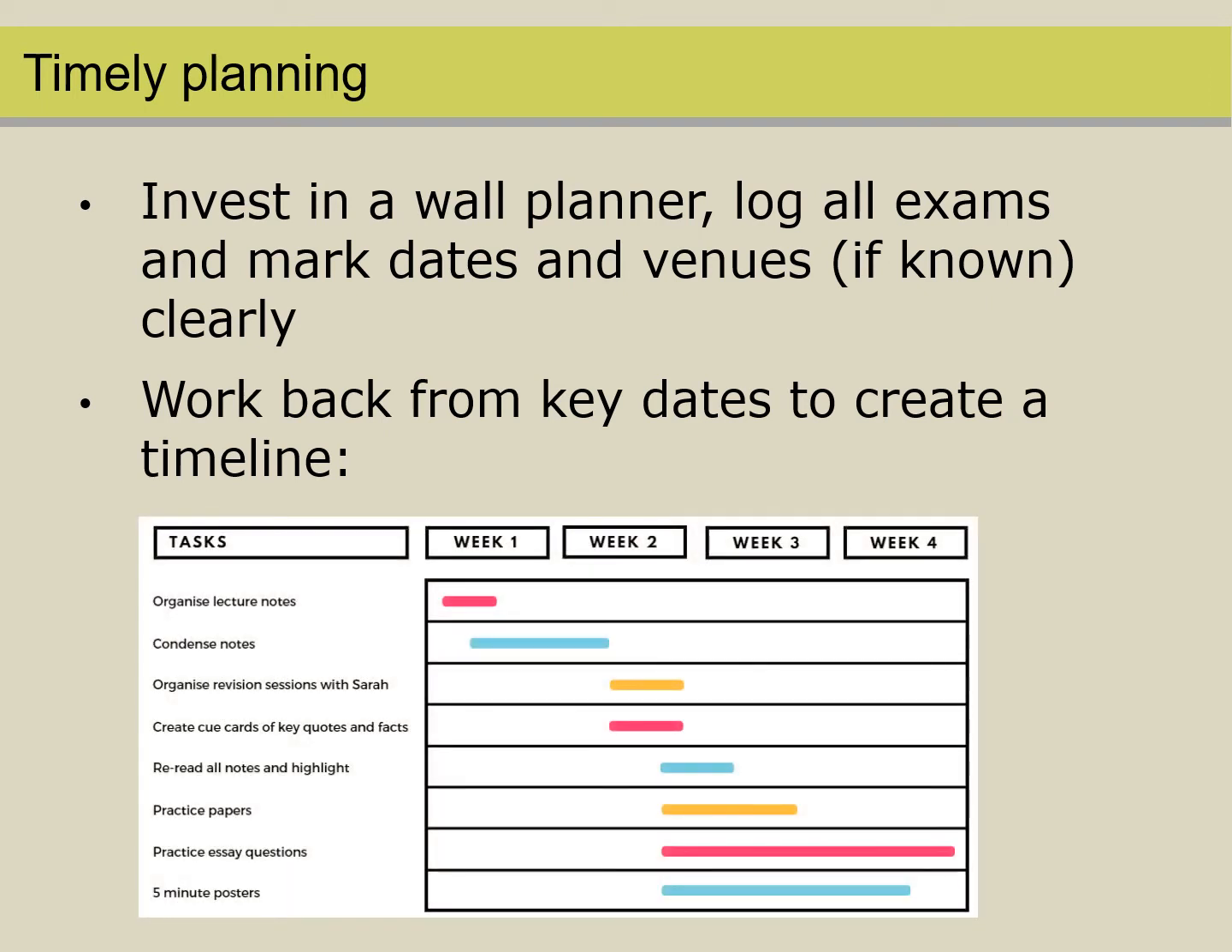So this could look like a Gantt chart with your tasks and your different weeks down, taking you to the exam time. So first of all, you're going to be organising notes, condensing them, and then you might do revision sessions online with your friends, make cue cards, questions and answers, reread your notes, look for practice papers. You can do that through the Library Gateway, and then you'll be practicing your questions, and then you might be giving yourself 5-minute tests to see how much information you have.